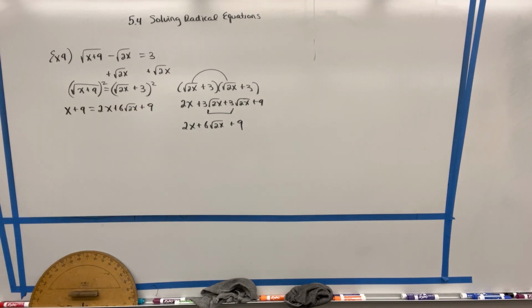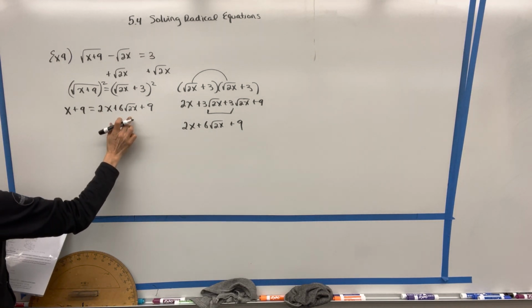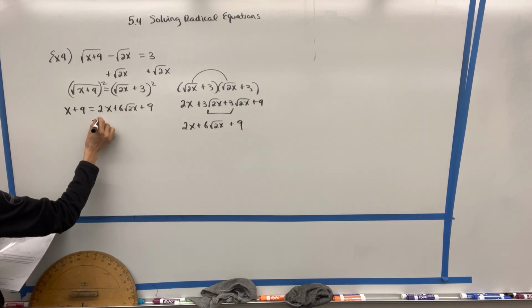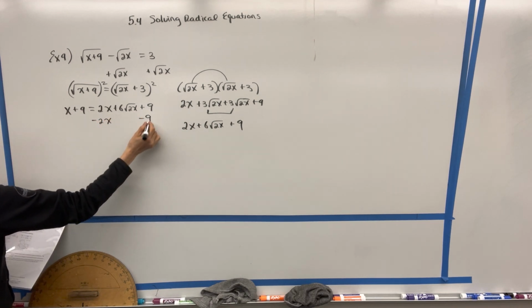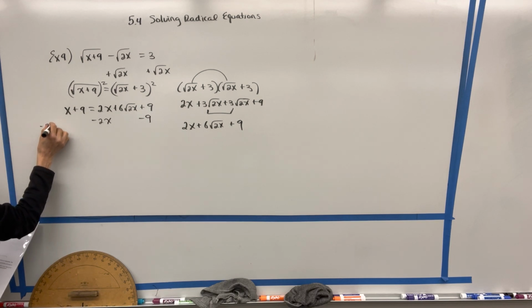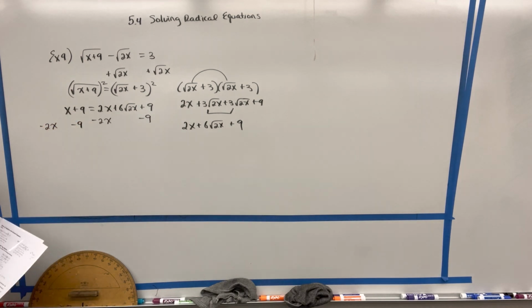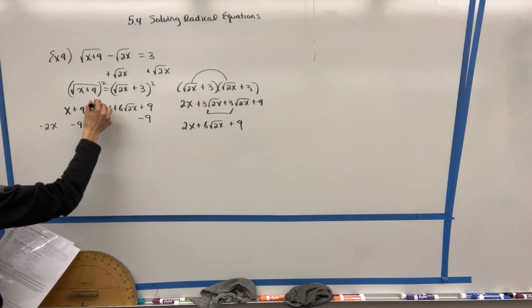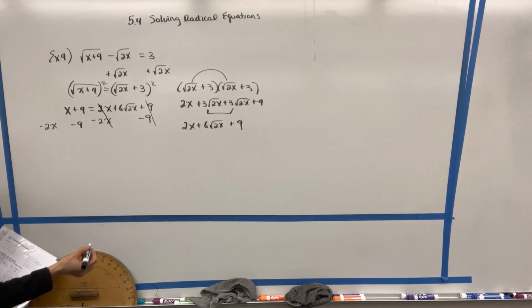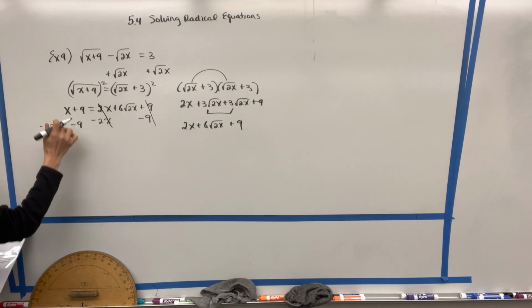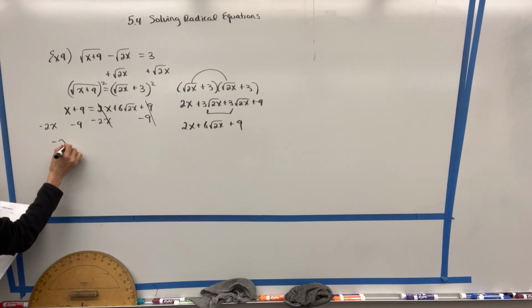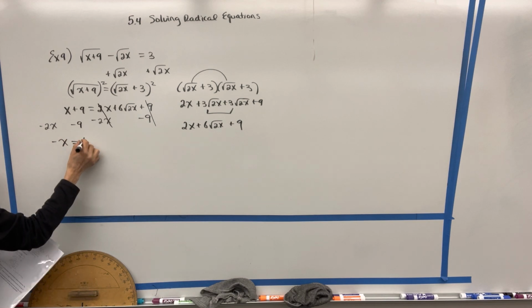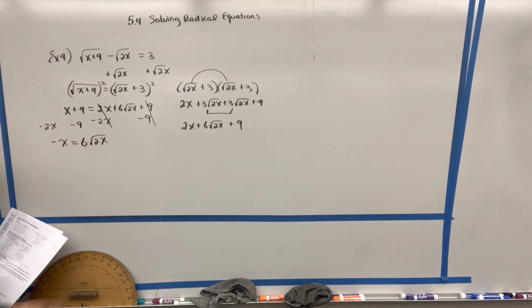Now we need to keep going and use the same process a second time. So I want to isolate this radical here. I'm going to do that by subtracting 2x and subtracting 9 on the right, subtracting 2x and subtracting 9 on the left. These will now cancel out. On the left, negative 2x plus 1x is just negative x. 9 minus 9 is 0. And I've got 6 times the square root of 2x on the right.